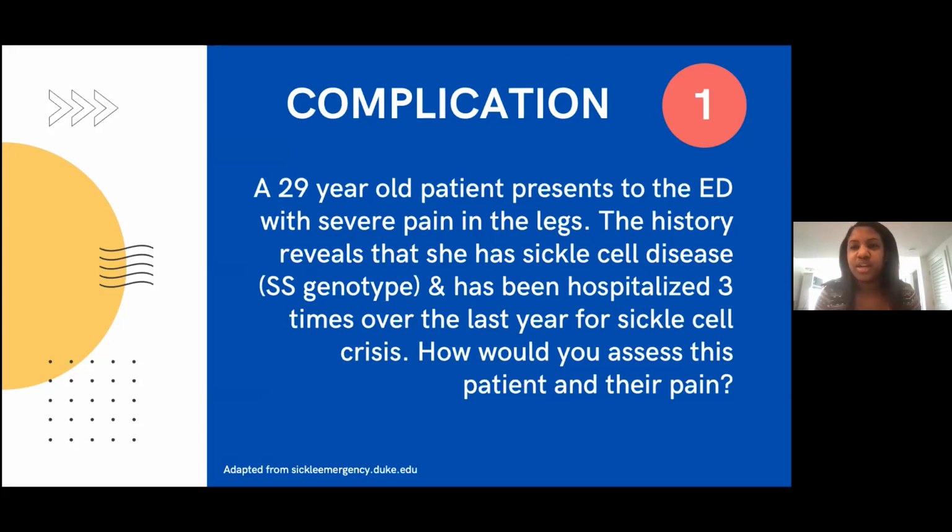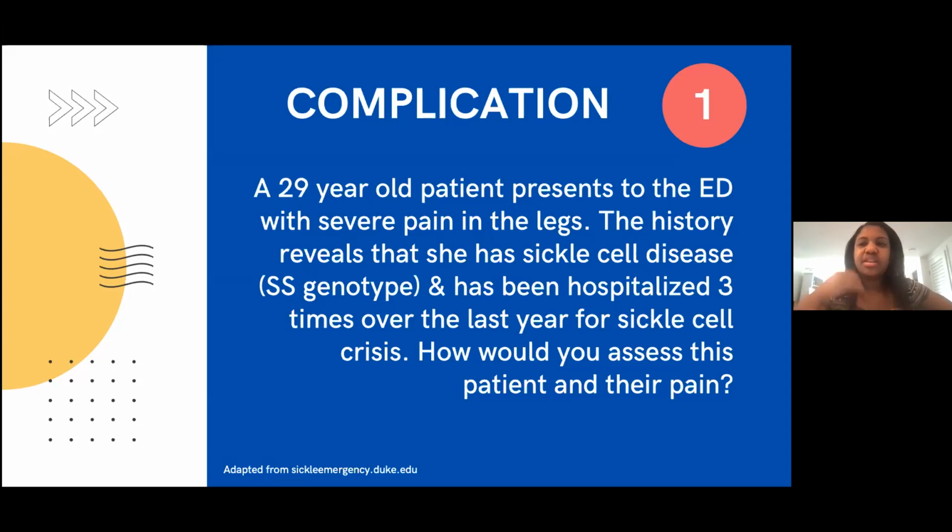Well, firstly, what complication is this? Can someone just name it? It's kind of an easy question. We were just talking about it. What does this patient have? Vasoocclusive disease. Yes, vasoocclusive pain crisis. Yes, absolutely. I don't know who that was, but thank you.